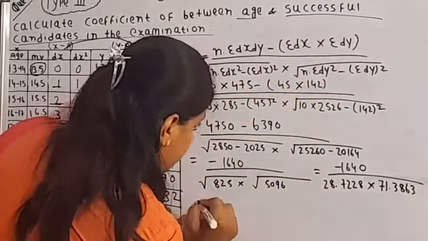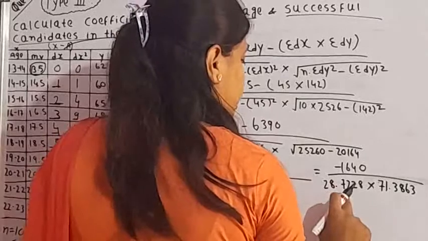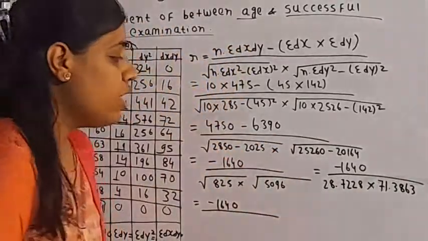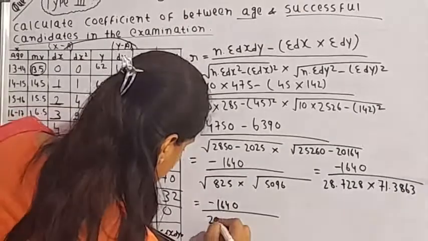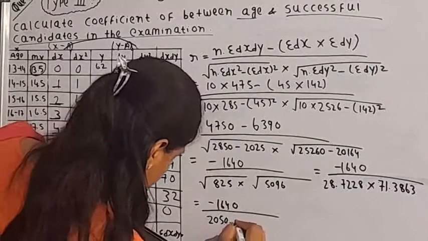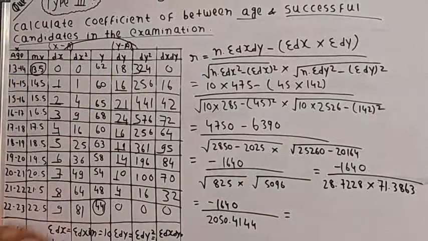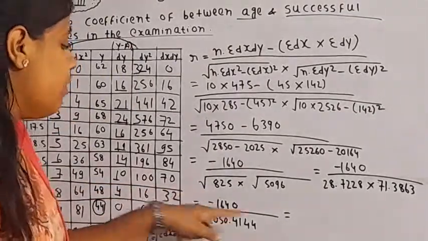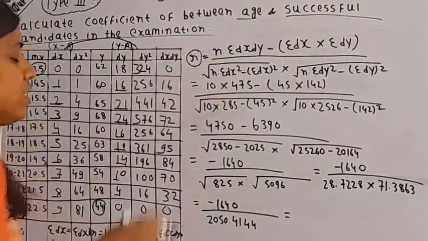Okay. Next step, minus 1640 divided by 28.7228 multiplied by 71.3863. It would come to 2050.4144. Okay. So now when we do minus 1640 divided by 2050.4144, we are going to get the value of this r, that is the coefficient of correlation.